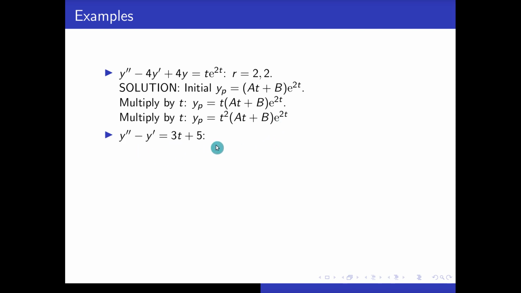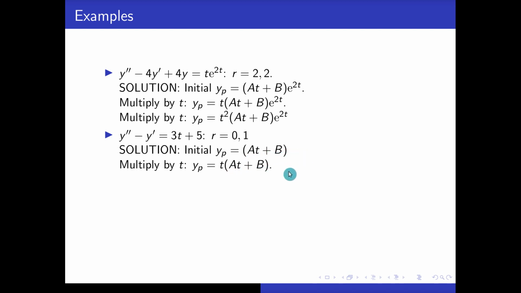Okay, let's do another one like that. How about y double prime minus y equals 3t plus 5? My roots are 0 and 1. And so notice that e to the 0 is a constant, or the number 1, right? So therefore a constant term is part of the homogeneous solution. So therefore I can't just leave it at at plus b, I've got to multiply it by t. Good. And now t squared is not homogeneous and t is not homogeneous, right? Not part of the homogeneous part of the solution.